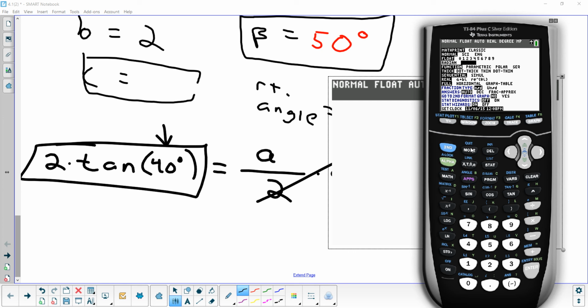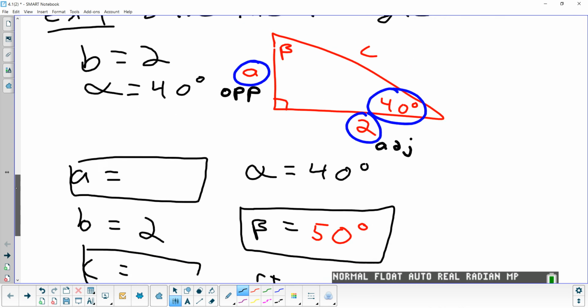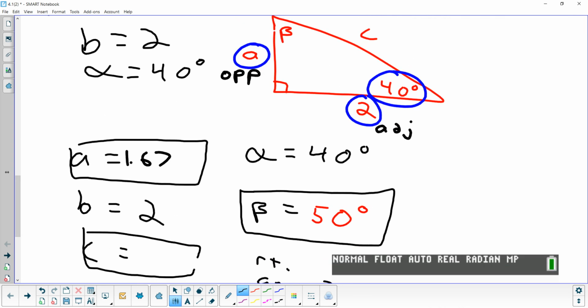Put in degrees, type in 2, tangent, 40, and we get 1 point, we'll go with 3 decimal places, 6, 7, 8. So A is 1.678. And that's it. Okay. Any questions on A?